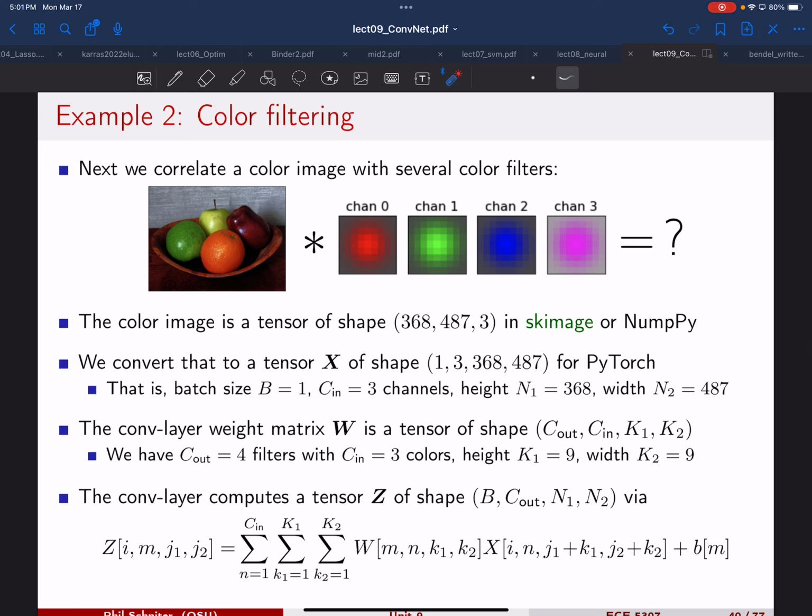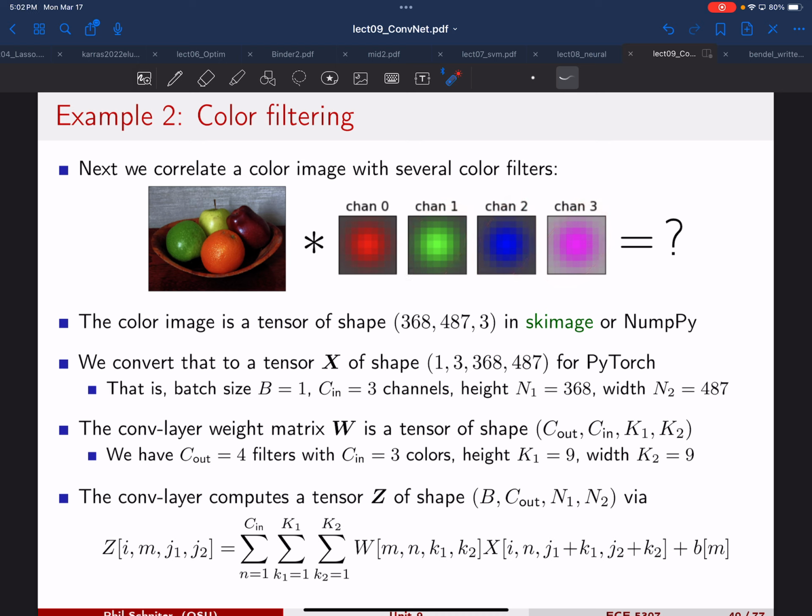So here what we want to do is start with this color image, and I want to build 4 little color filters that essentially give me a heat map of where I see the most red, where's the most green, where's the most blue, where's the most pink.